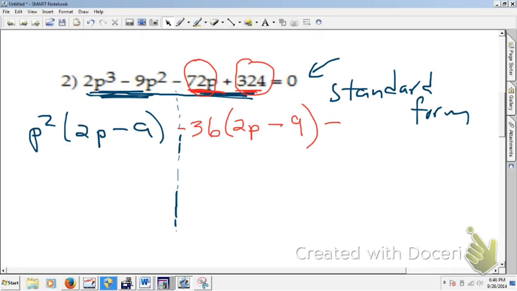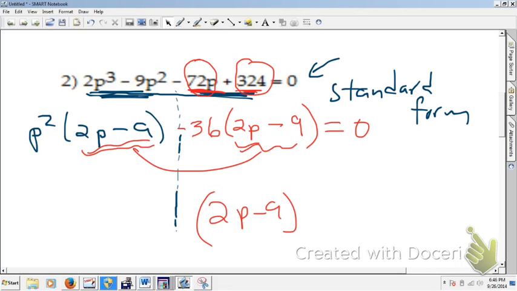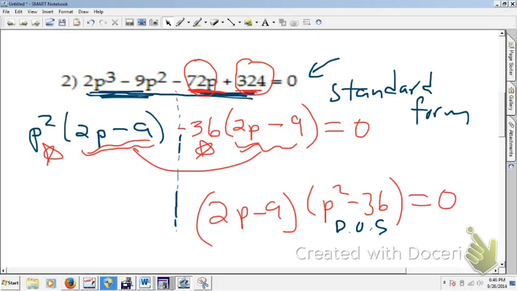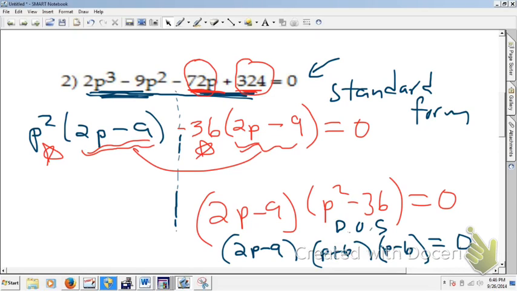So you luck out. Why? This matches this, and that's how grouping works. Remember, whatever matches becomes one quantity. And the leftover guys, the p squared minus 36, become the other quantity. And then p squared minus 36 is a DOS, a difference of 2 squares. So it's going to further break down into p plus 6 and p minus 6. And this one, 2p minus 9. Once you have it fully factored, curly brace, 3 solutions.